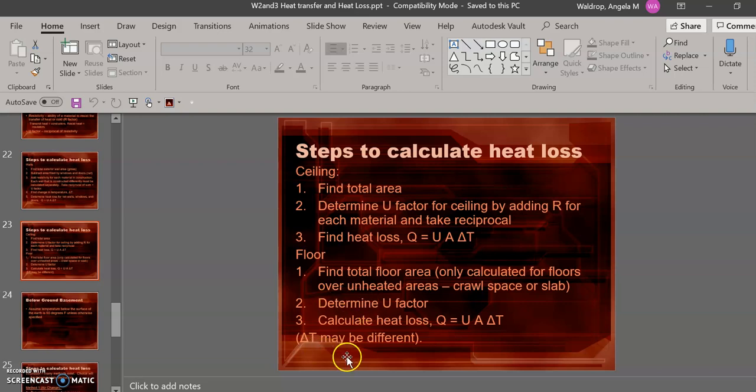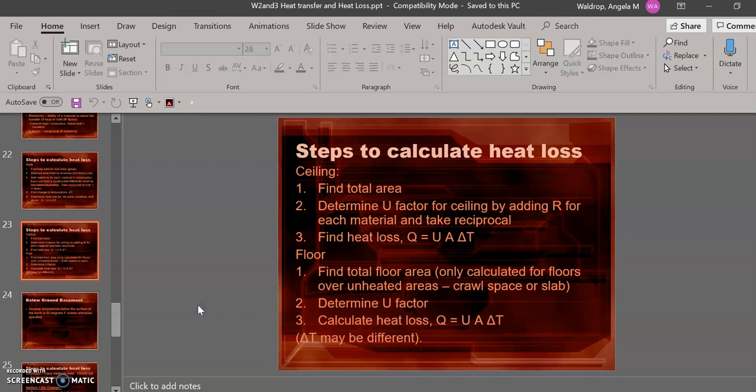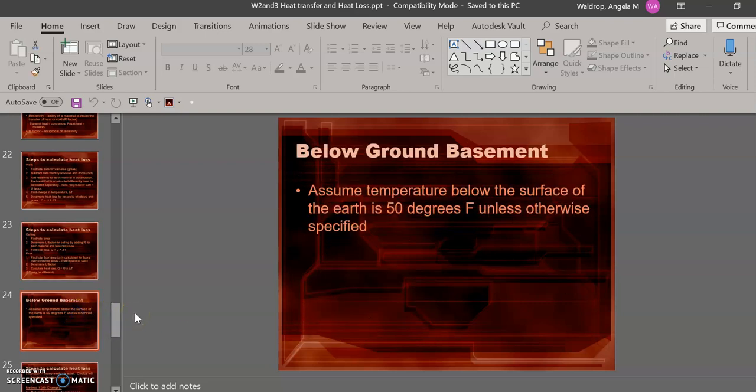Now keep in mind that the temperature difference, delta T, may be different because the temperature is different in the ground or the crawl space versus the outside air. For temperatures below the surface of the earth, you should assume a constant temperature of 50 degrees Fahrenheit, unless it is otherwise specified.